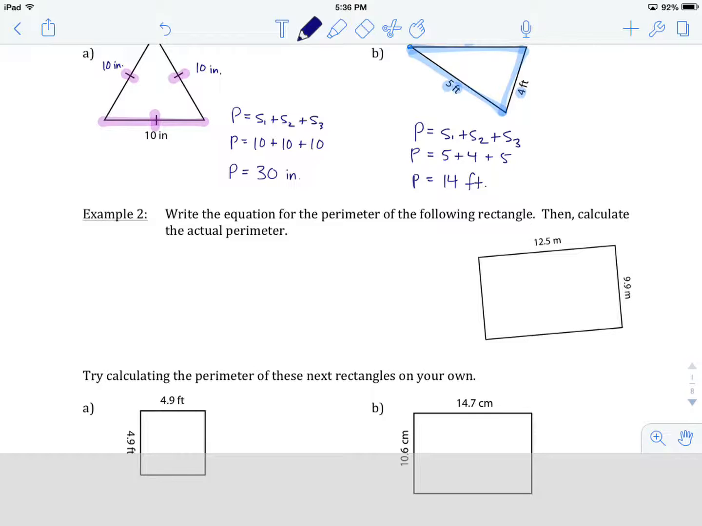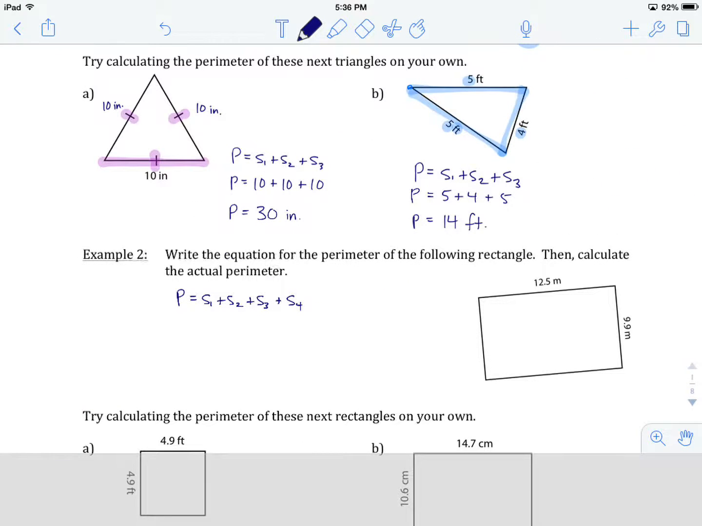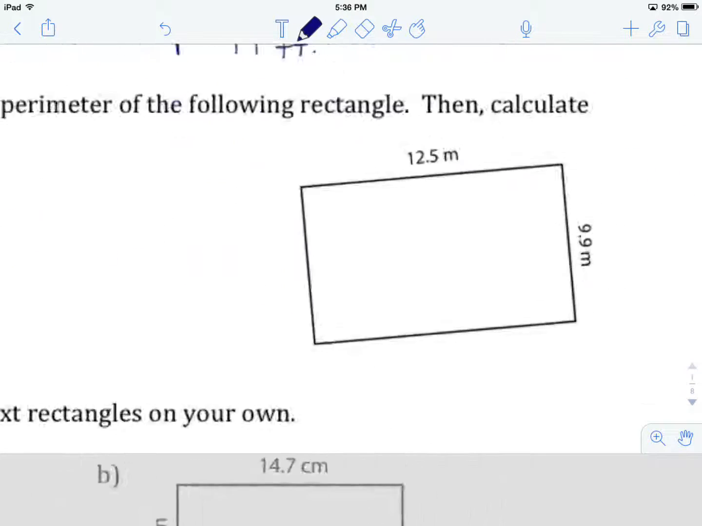Now we're going to work with rectangles. Really, we're going to apply the same principle in that we are going to be adding up the sum, or arriving at the sum of all of the exterior sides of this shape, and the perimeter will be equal to side 1 plus side 2 plus side 3, and in the case of rectangles, a fourth side, side 4. So the same idea, let's have a closer look at this rectangle here.